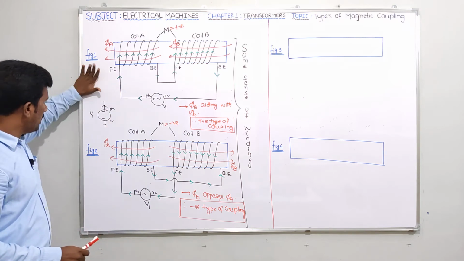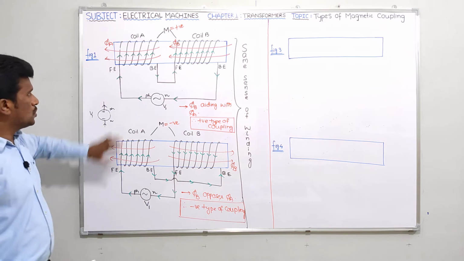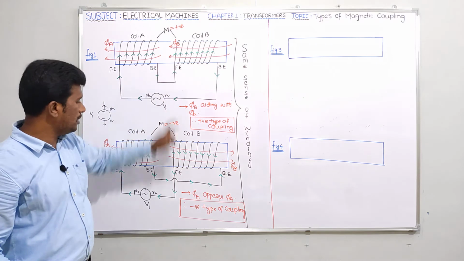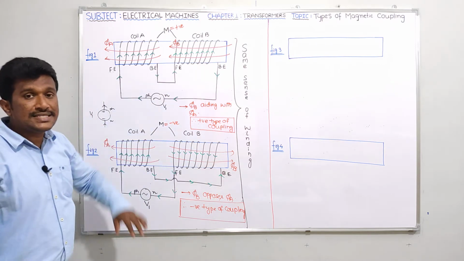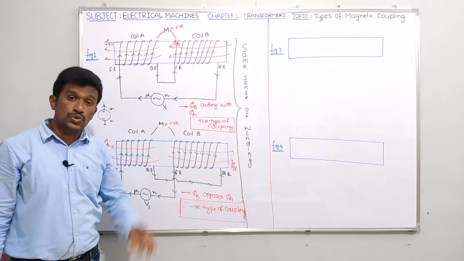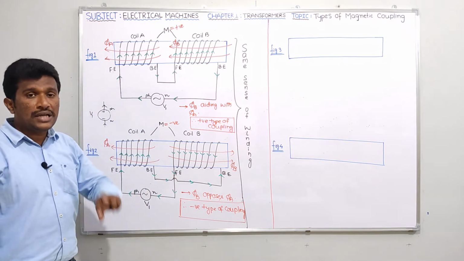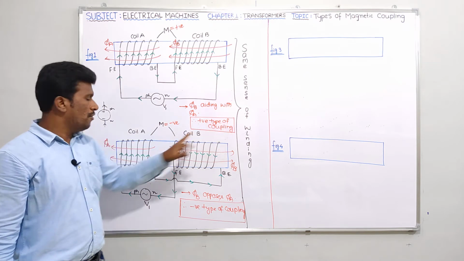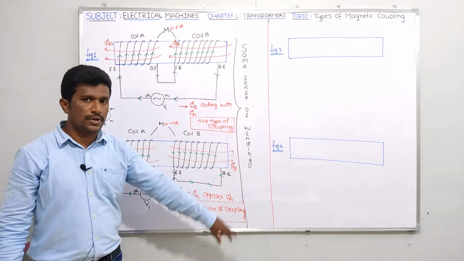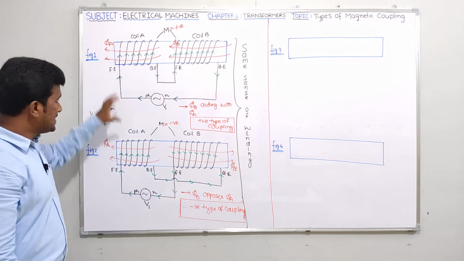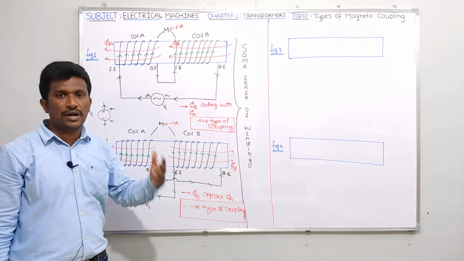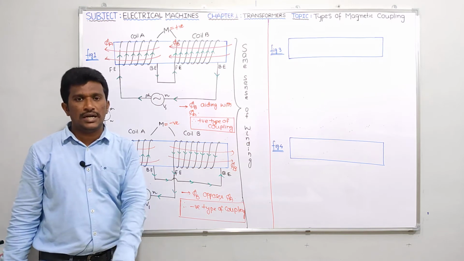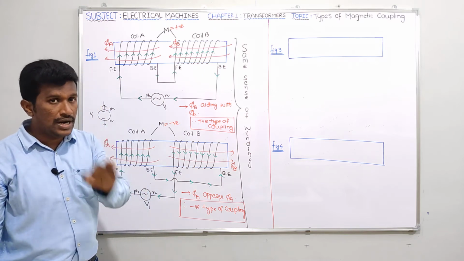If you see figure number 1 and figure number 2, the sense of winding is the same: front end, back end, front end, back end. Though the sense of winding is the same, the type of coupling can be changed. In figure number 1 it is positive type of coupling, in figure number 2 it is negative type of coupling. So how is it happening? For the same sense of winding, the type of coupling can be changed by changing the direction of current.